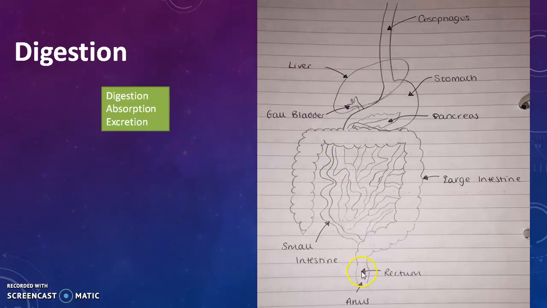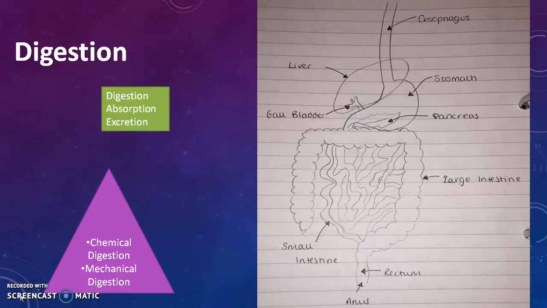We then have the rectum. The rectum is here. This is where electrolytes like sodium, potassium, and chlorine are absorbed, and the rest is left for waste to go to the anus. Finally, we have the anus. This is where the waste products get removed from the body. This is the last part of the alimentary canal, which finishes the digestion.